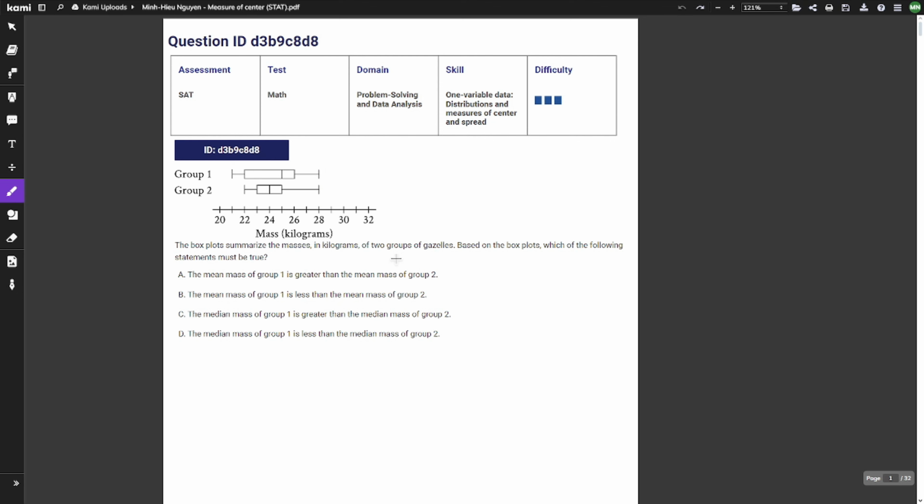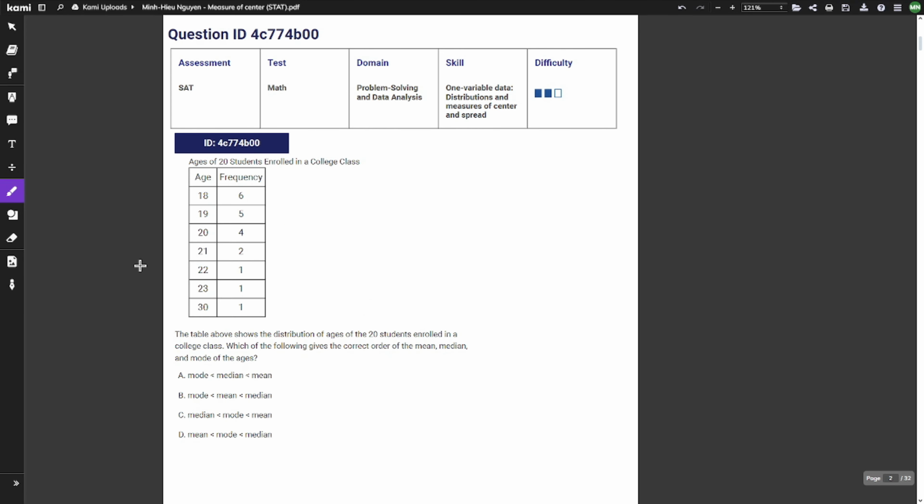So let's start going through our answer choices. The mean mass, I'm going to stop right there. You cannot get the mean from box plots. So A is wrong, and so is B. The median mass of group 1 is greater than the median mass of group 2, and let's check. This is the median mass of group 1 right here, which looks like it's on 25, and the median mass of group 2 looks like it's on 24. So 25 is greater than 24, so C is going to be our answer. And then D just says the opposite, so it's wrong.